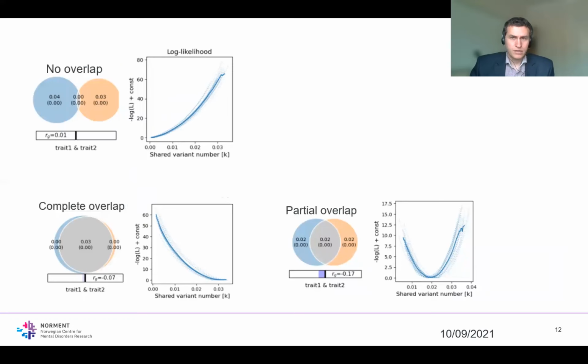Let me show you a few more examples. Here, I think they're self-explanatory. In the first diagram, we have the minimum all the way on the left. Therefore, the best fitting MiXeR model is no overlap. In the second one, the minimum is all the way to the right, so we have a complete overlap. And the last one is a partial overlap, because we have a clear minimum on the likelihood curve somewhere in the middle.